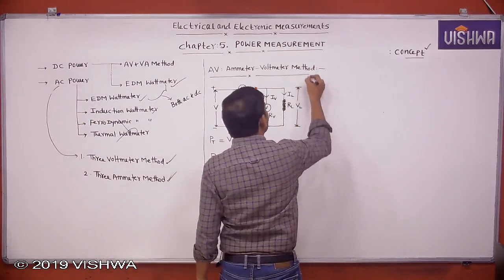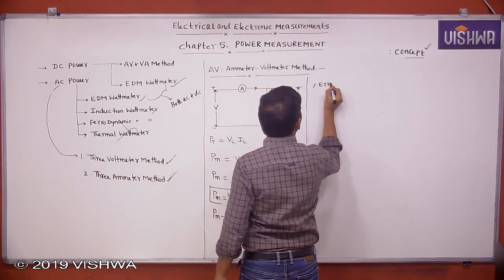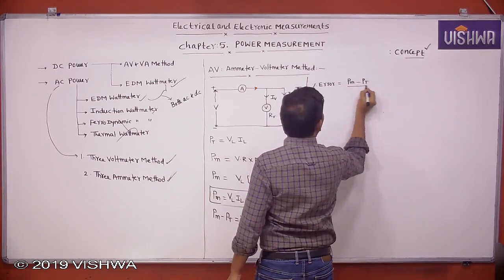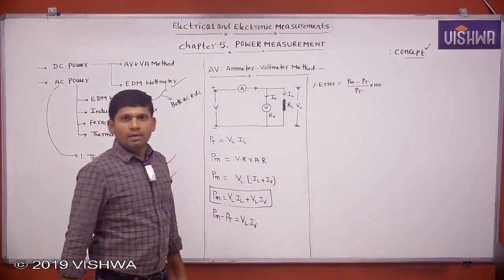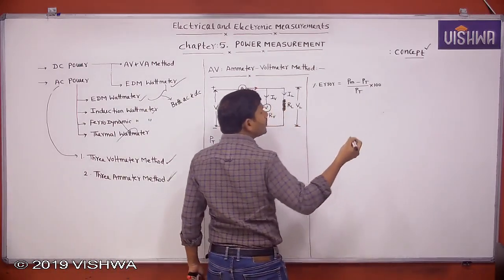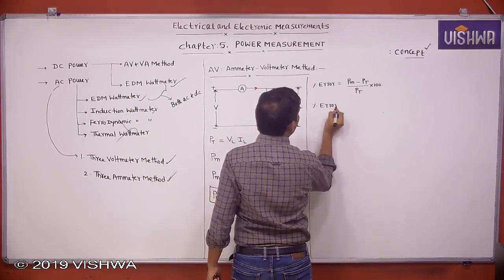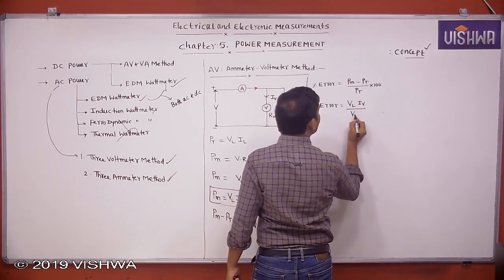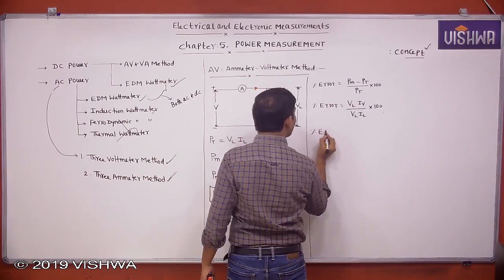But I want the percentage error. How do we write the percentage error? Percentage error equals measured power minus true power, divided by true power, into 100. The measured power minus true power we calculated is VL into IV, and the true power is VL into IL, into 100. But I want one standard formula, that's why I am simplifying like this.